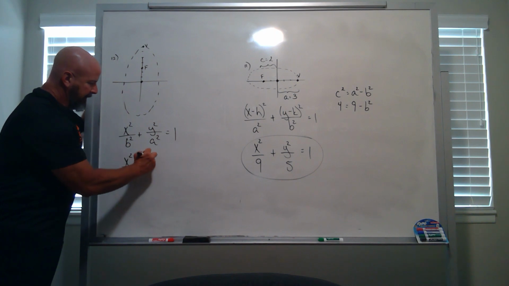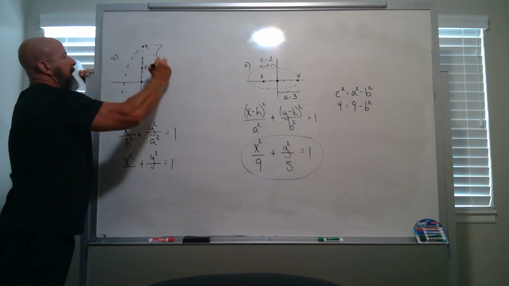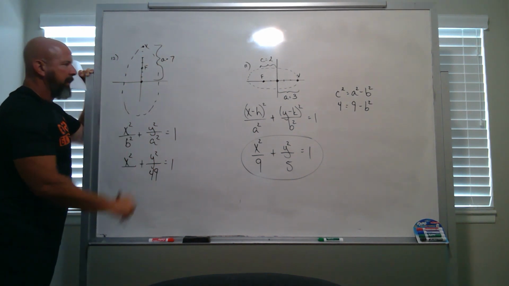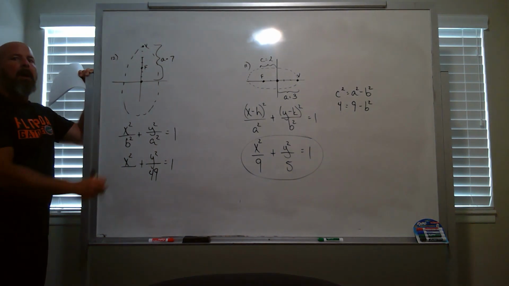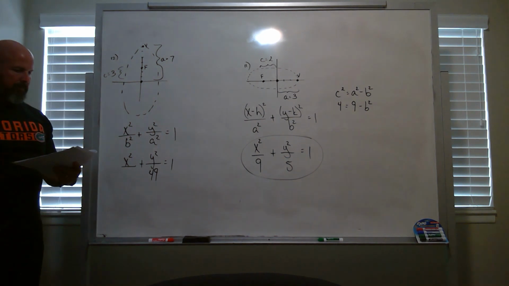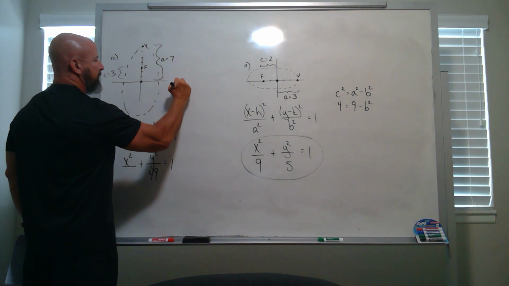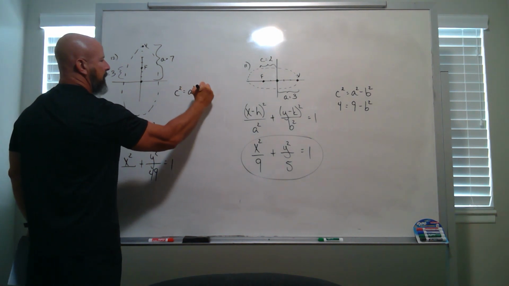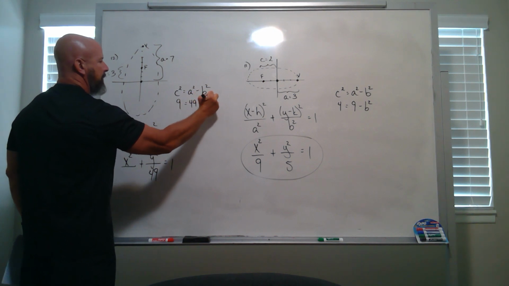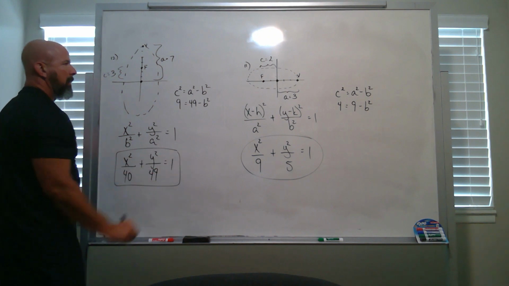So once I get those a and b values, I'm done. A, vertex to center, is 7, so a squared is 49. Focus to center, c, is 3. And I can go back to my c squared equals a squared minus b squared. So 9 is 49 minus b squared. That's going to make b squared 40.